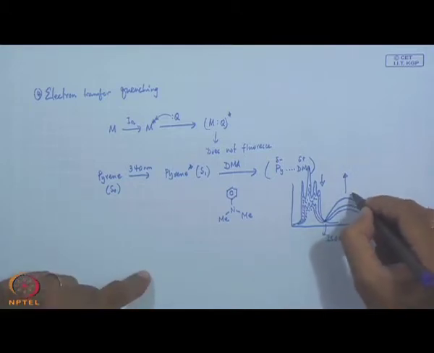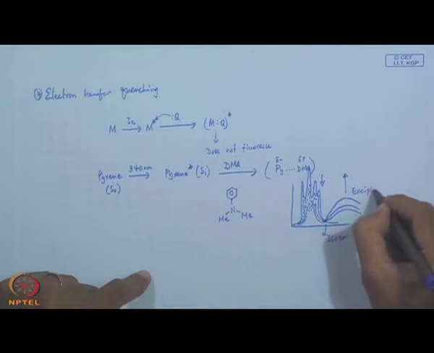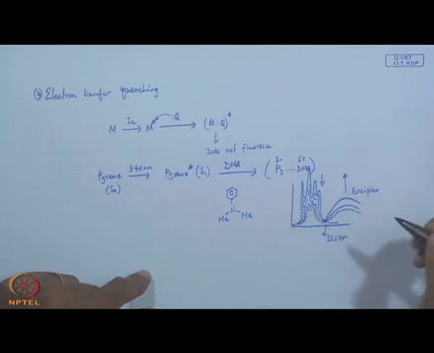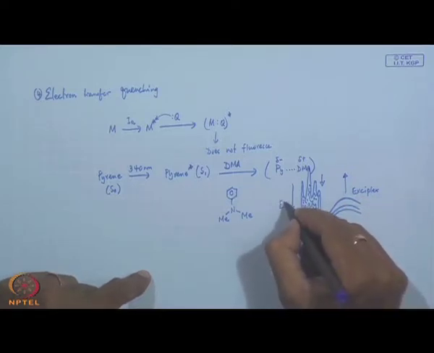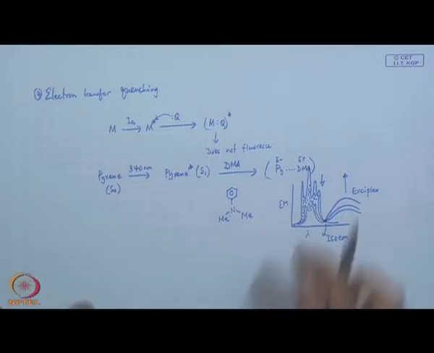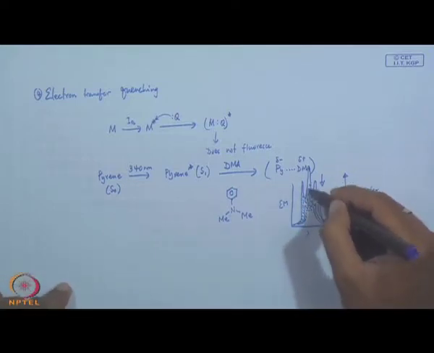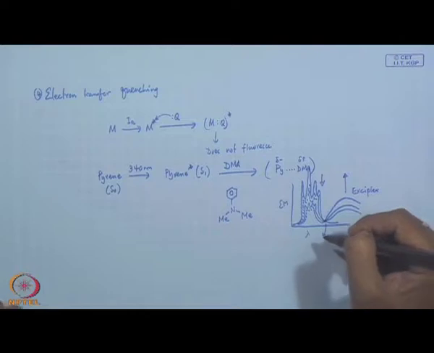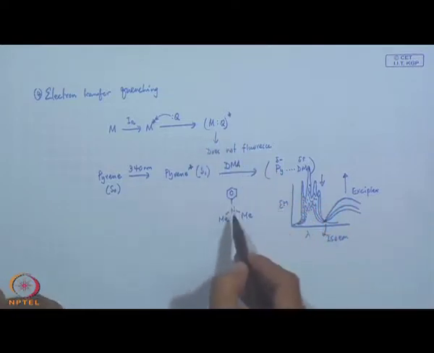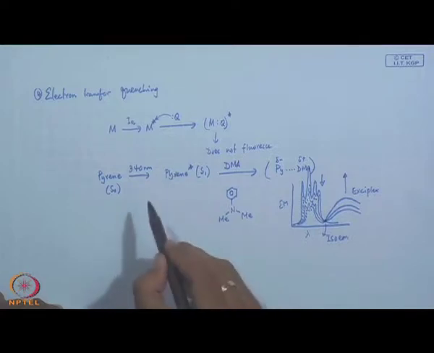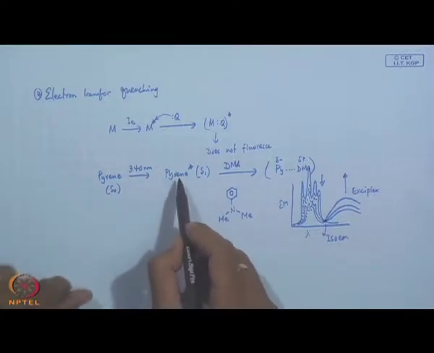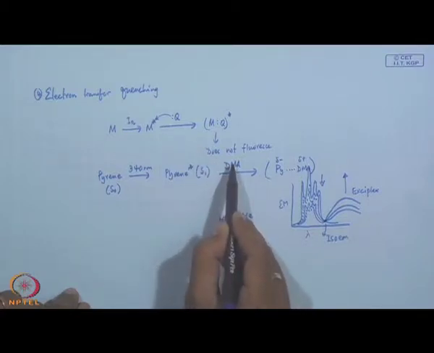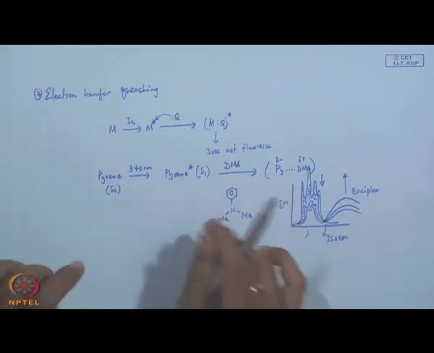So, this is your exciplex band, and this is your normal pyrene locally excited emission band. This is your lambda and this is your emission intensity. If you look at this pyrene emission, you will see that it is progressively quenched as a result of electron transfer quenching. Here the electron is transferred from the donor to the excited species. The reverse may also happen, that the excited species may give an electron to a donor in the ground state.